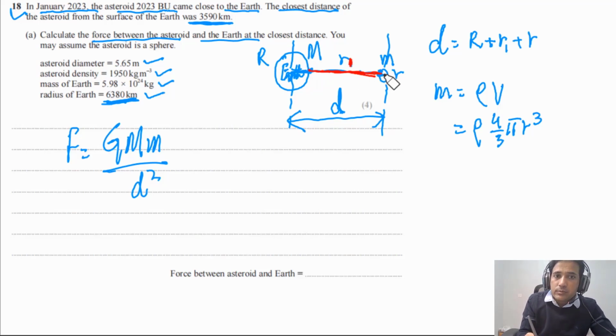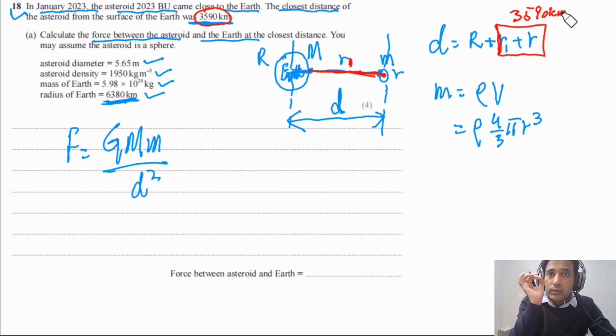And this distance also, this is taken from the center actually. So this distance is not from surface to surface. This distance is actually from the center. So it means these two are equal to this distance, which is 3,590 kilometers. This is the only tricky part. You have to be clear which distance you have to use, and then simply plug in values and you can find the answer.